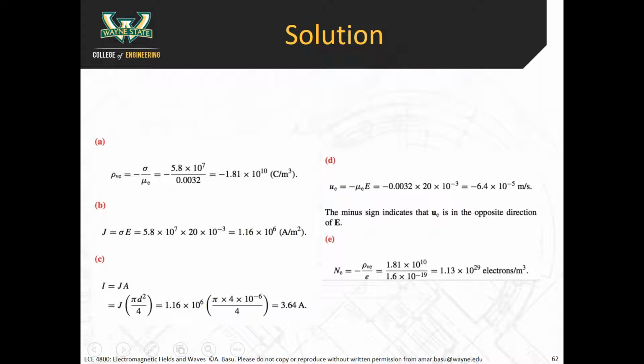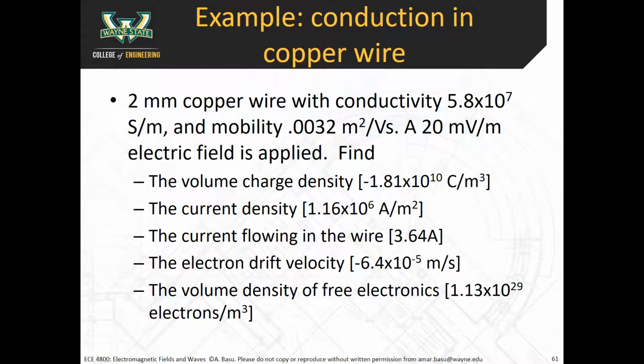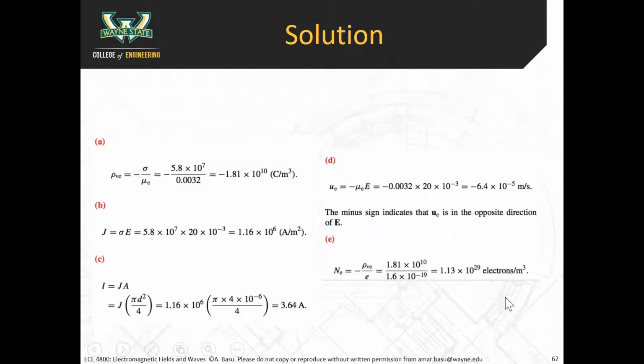It's J times the area, which is pi r squared, and this is pi d squared over 4, same thing. It's 3.64 amps. The part D here is we figured out the current flowing through the wire. What is the electron drift velocity? Okay, so to figure out the electron drift velocity, it's equal to the mobility times the electric field. All right, so you're given the mobility, you're given the electric field. You see that they're moving at 6.4 times 10 to the negative 5 meters per second in this case.